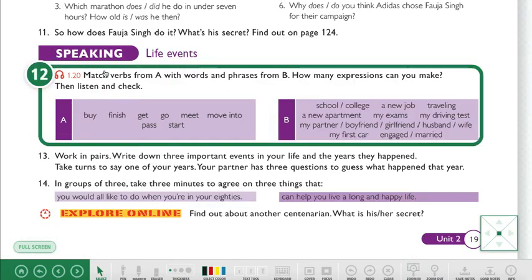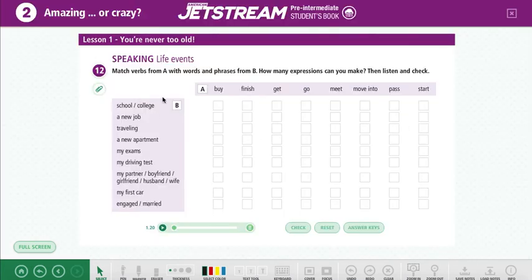This is match the verbs, this one, with the words in column B. For example, what is the right expression? Do you remember buy? Buy means comprar. So, we have to match them, relacionar. Buy school? No, I don't think so. Buy a new job? No. Buy traveling? Buy a new apartment? Could be. Buy my first car? Could be. Okay? Yeah? So that's the idea.